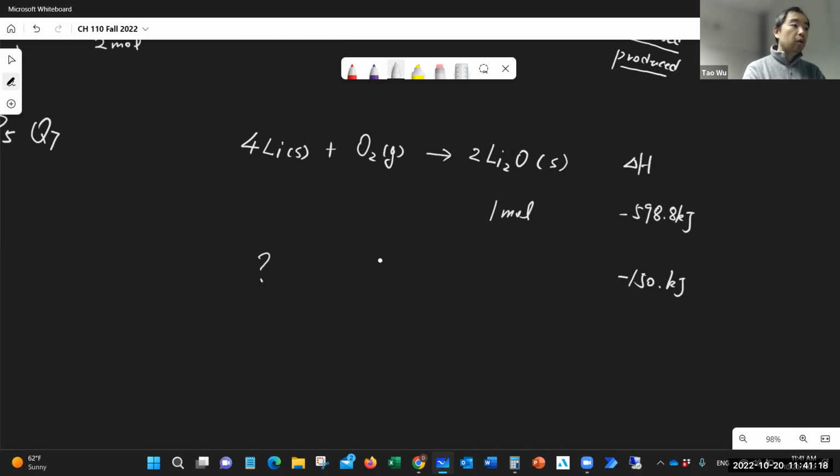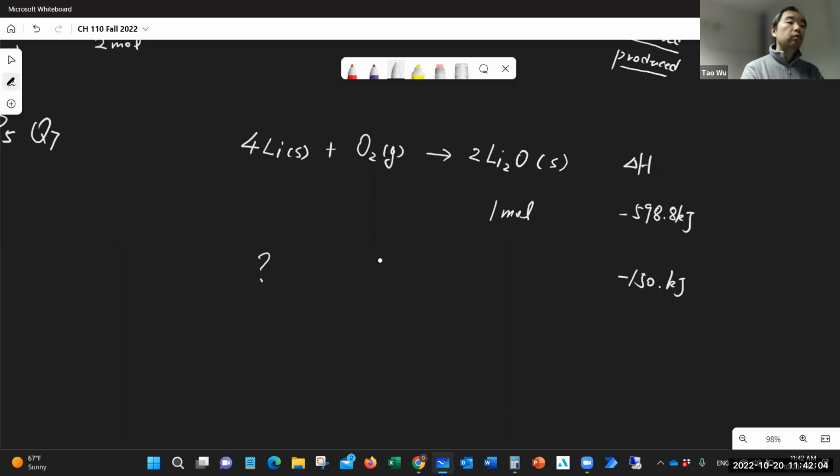Now we only know that 1 mole of lithium produces that much heat. So how about 2 moles of lithium? If we have 2 moles of lithium, how much heat can we produce? The ratio in the stoichiometry is 4, 1, 2, right? 4 versus 1 versus 2 and produce that much heat. Now we try to make a link. So it's easier to just convert the 1 mole of lithium to 2 moles of lithium. Then it will match the coefficient, right?